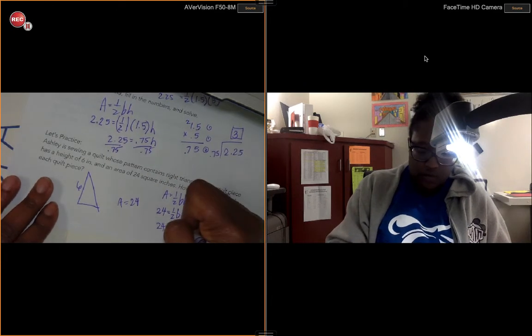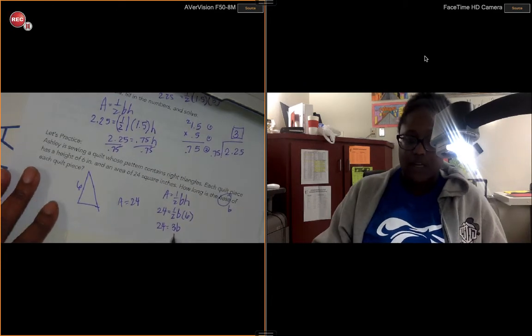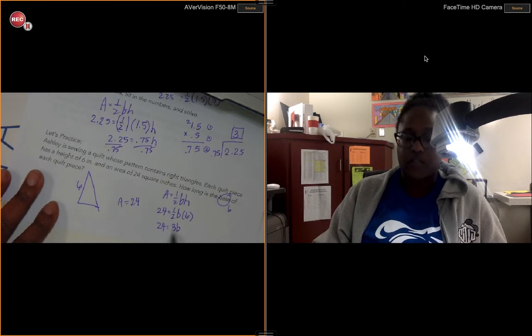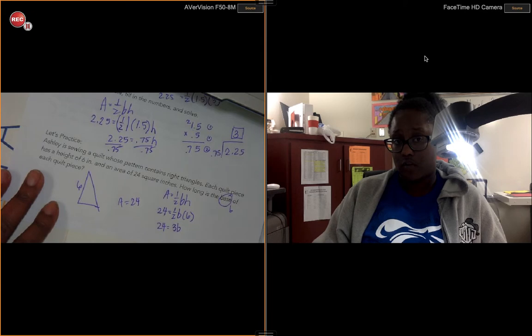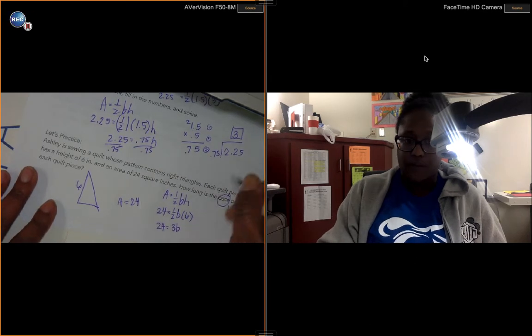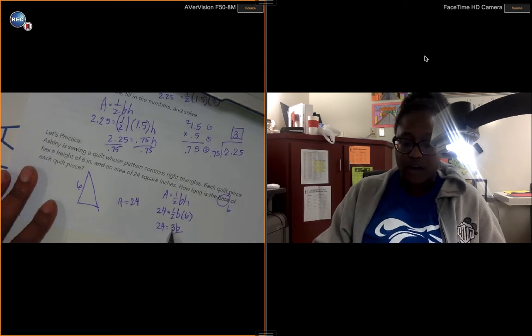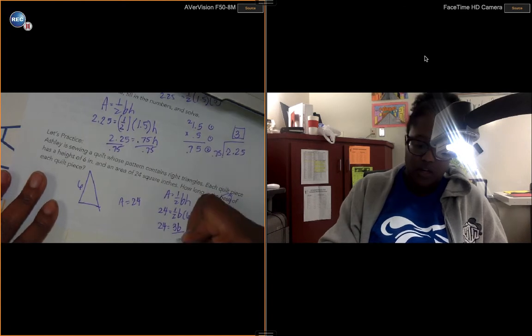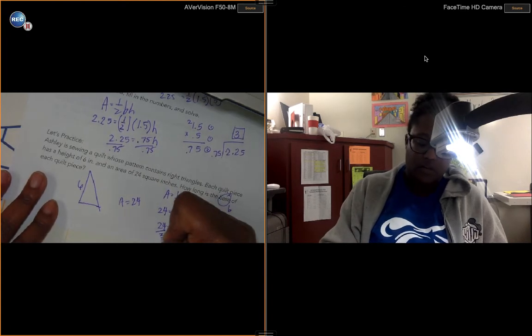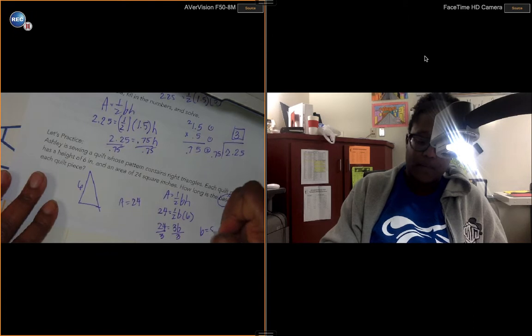Okay, so I have 3b. Remember, I want to get base by itself. The operation that's between a number and a variable is multiplication. So when you want to get a variable by itself, you do the opposite. The opposite of multiplication is division, and you always divide by the number that's attached to the variable. So if I divide by 3 here and divide by 3 here, I get b equals 8.